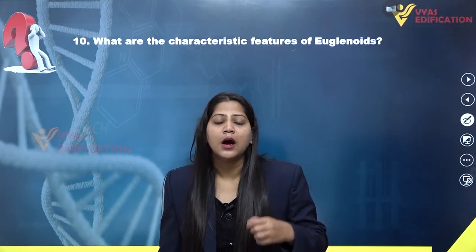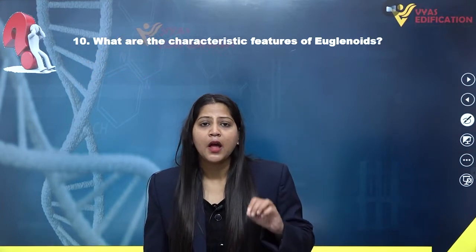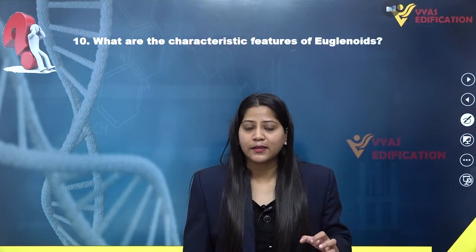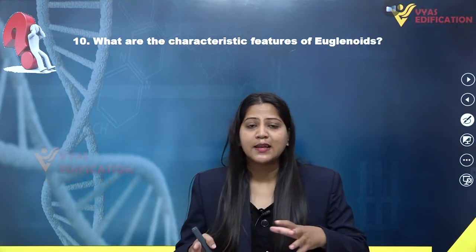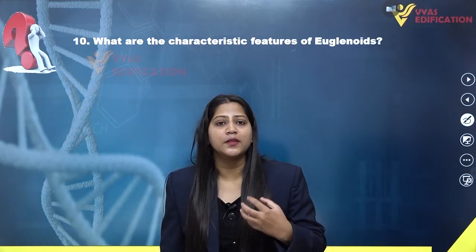Also, they have a light-sensitive eye spot on their body. This is one of the characteristic features of euglena. They also have two flagella present on the anterior part of their body. And last but not least, they have chlorophyll pigment in their body, similar to plants, and hence they are capable of synthesizing food on their own.